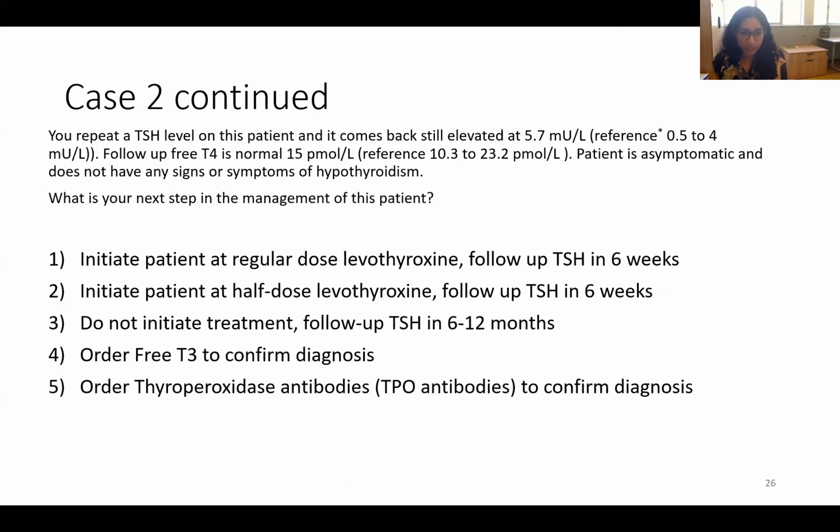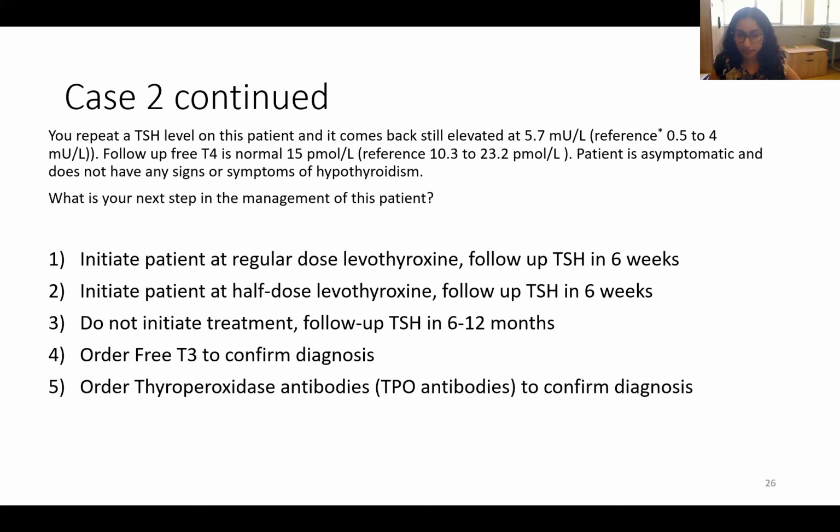So you repeat a TSH level on this patient, and it's still elevated. It's 5.7. You do a follow-up free T4 as part of the reflex testing, and it's normal at 15. The patient is asymptomatic and does not have any signs or symptoms of hypothyroidism. What is your next step in the management of this patient? So TSH is high, but free T4 is normal, and the patient doesn't have too many symptoms.